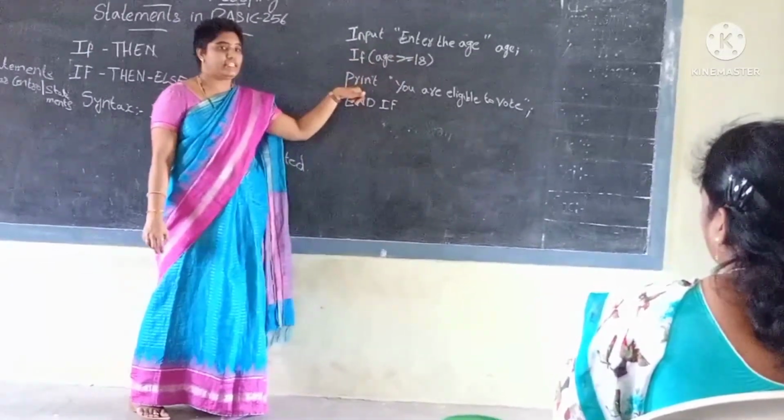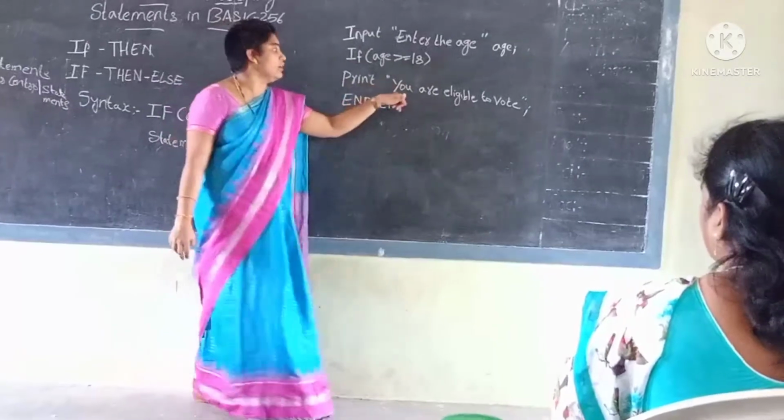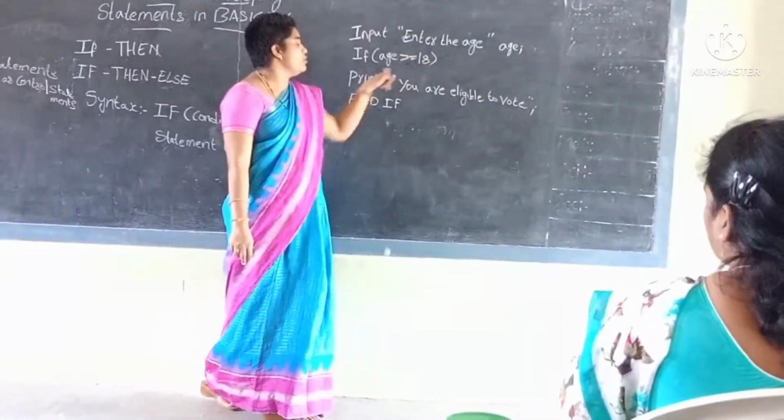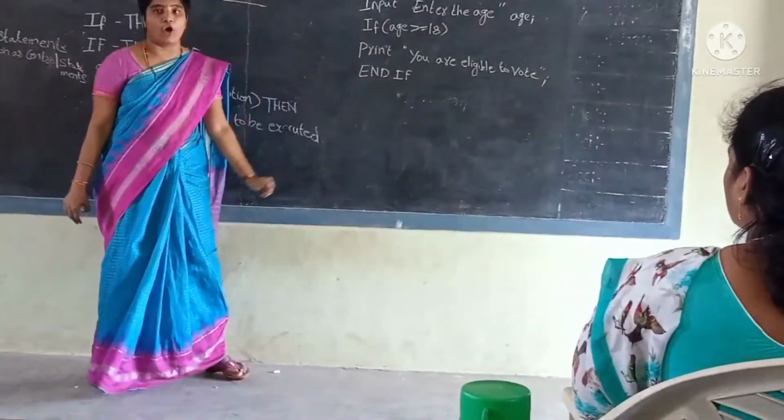Then it will come to the next statement, that is a print statement. In this print statement, if the condition applied is true, here the condition is true, so "you are eligible to vote." This sentence will be displayed in our output.